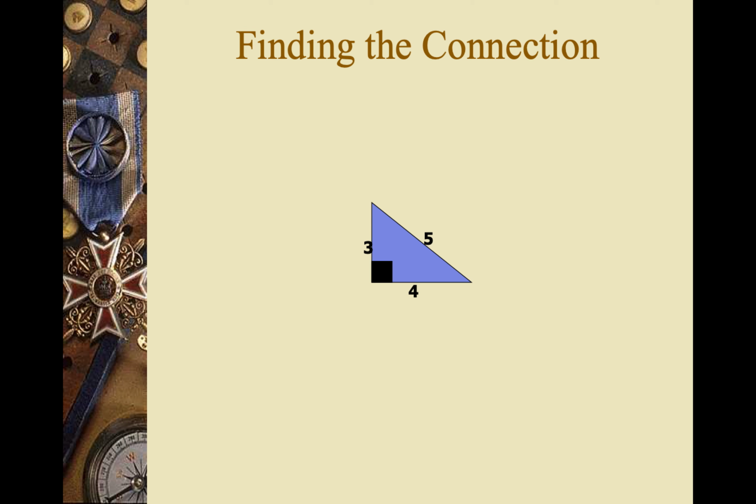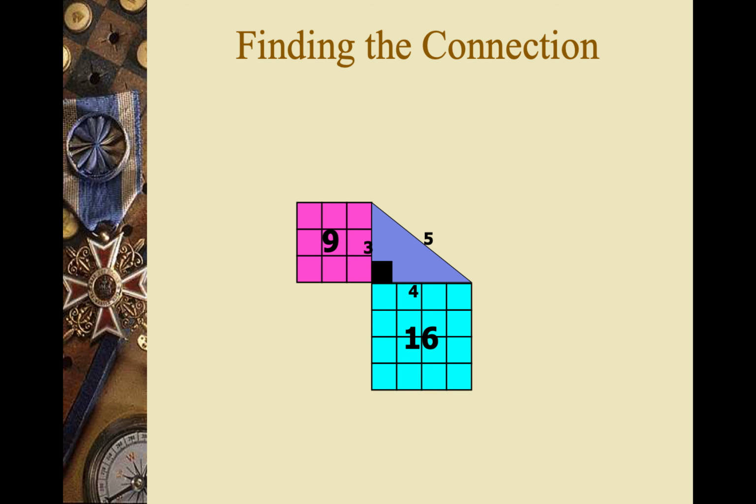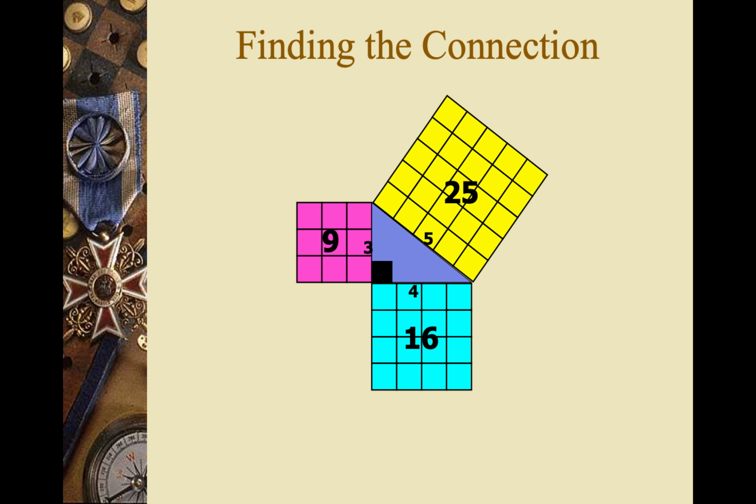And what Pythagoras realised was that if you take the side that's 3 units long and you draw a square from that, it gives you 9 boxes, 3 by 3. If you draw a square off the 4 unit side, you end up with a square of 16 units. And if you draw a square off the 5 unit side, the longest side, you end up with 25 little boxes, because 5 times 5 is 25.